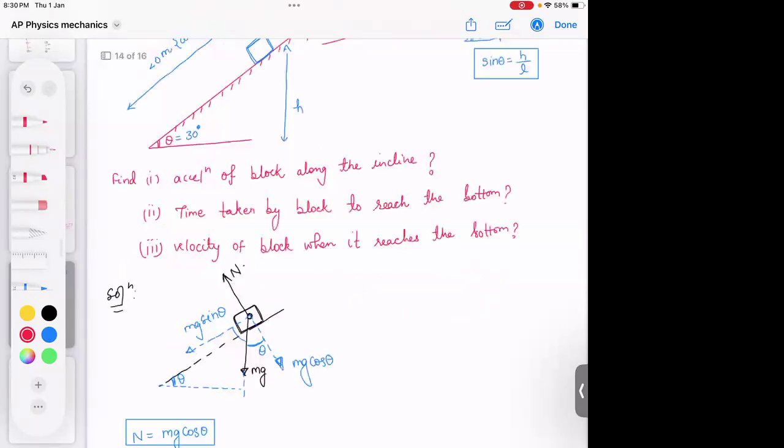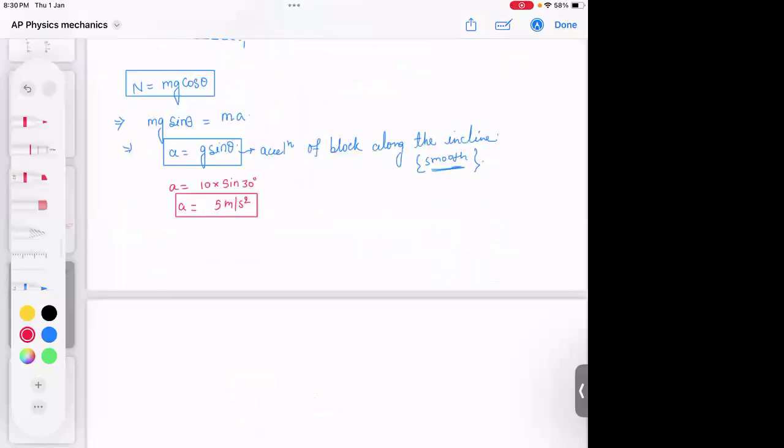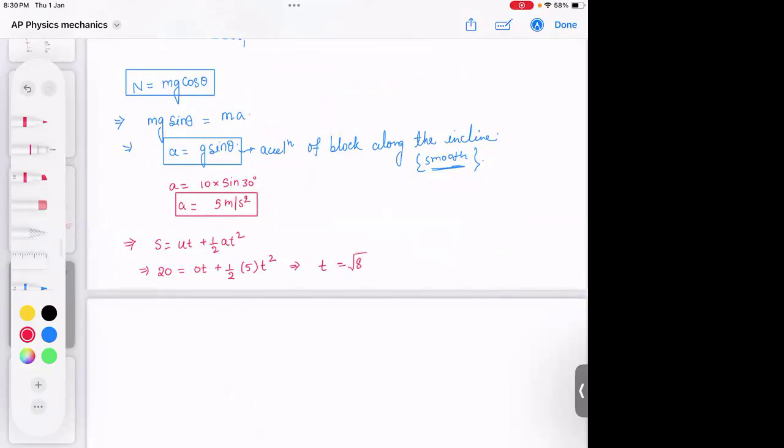Now, once we got the acceleration, can we find out the time taken and the velocity? For time taken, I use s equal to ut plus half at square. Displacement is 20 meter, initial velocity 0, half, acceleration is 5, and t square. So what is the t we are getting? 40 by 5, which is 8, so t is square root of 8. That means 2 root 2 second. This is the time taken by the block to reach the ground.